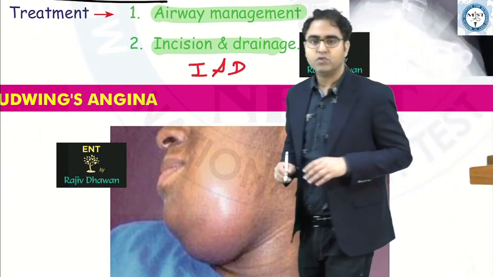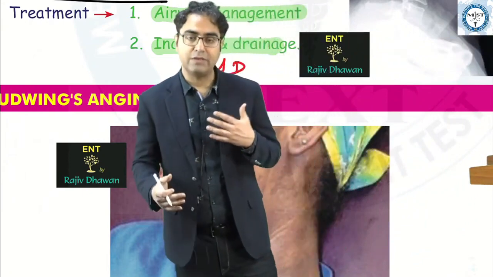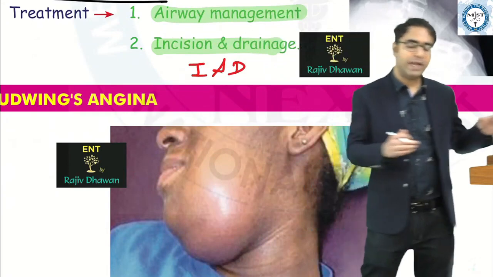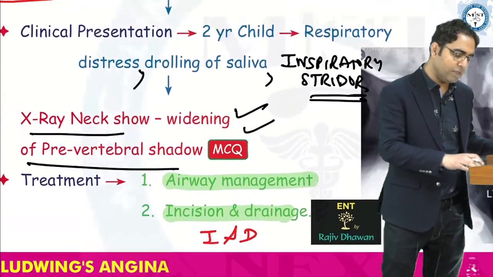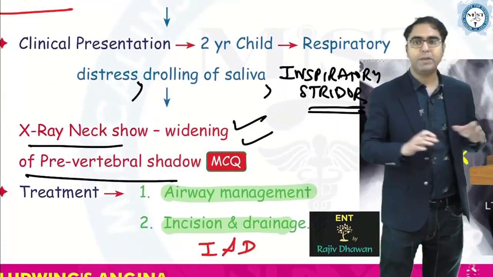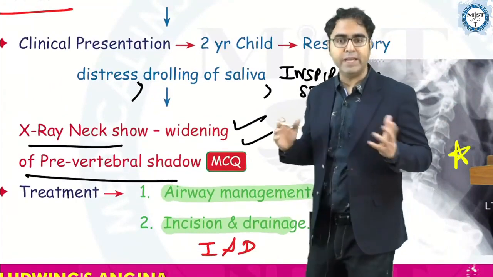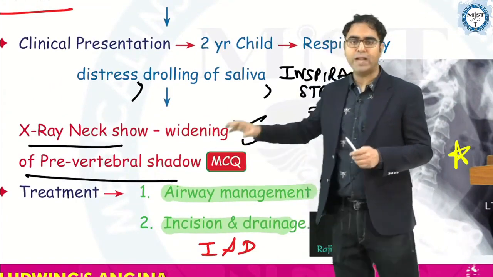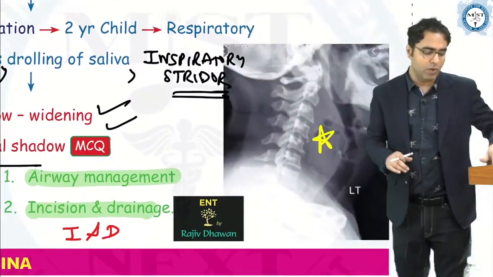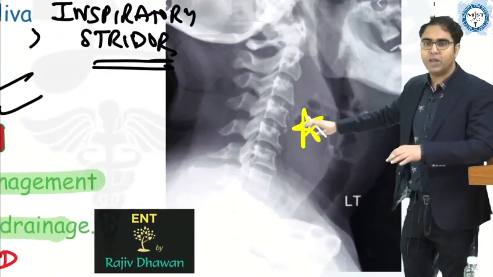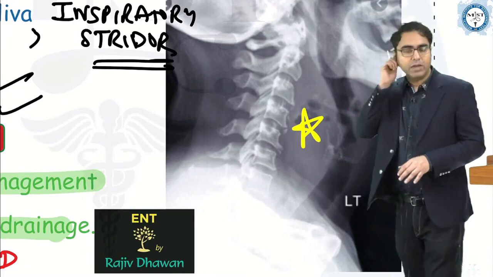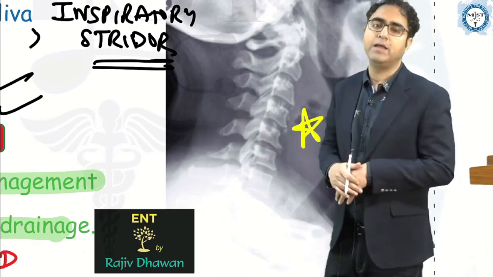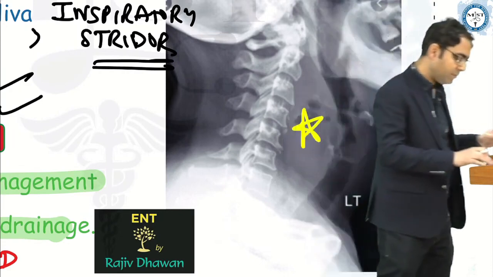Okay, bache. So the retropharyngeal space has retropharyngeal lymph nodes. Retropharyngeal lymph node getting infected will lead to retropharyngeal abscess, and that will typically be a child with difficulty in breathing and stridor. X-ray will show widening of the prevertebral shadow like this. In front of the vertebra, you will have a big shadow like that, and the treatment is airway management because the patient has respiratory difficulty, and incision and drainage.